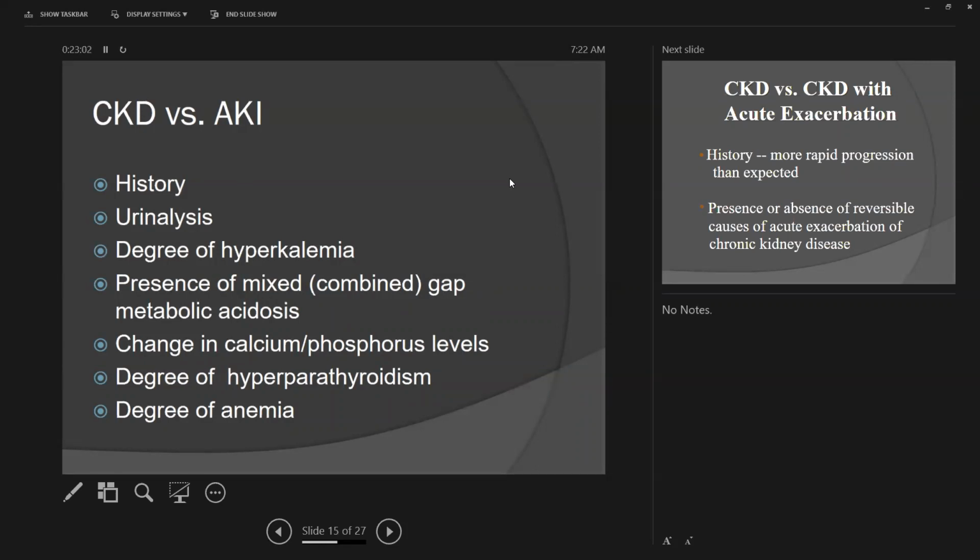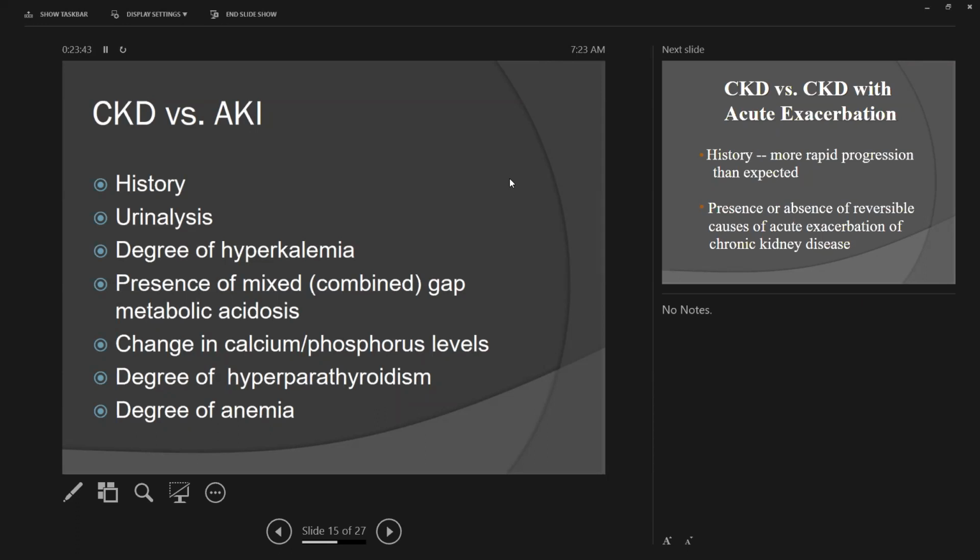The degree of hyperkalemia is actually helpful. Patients who have chronic kidney disease will tend not to have as high a potassium because there's been adaptation to help excrete the potassium. Patients who suddenly have renal failure will have a much higher potassium. Individuals with acute kidney injury have more of an incidence of combined gap metabolic acidosis. That is, their metabolic acidosis is both due to bicarbonate loss and hydrogen addition or retention. So if you look at the anion gap, that'll help you.